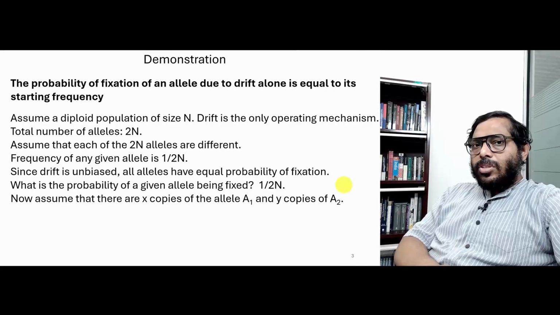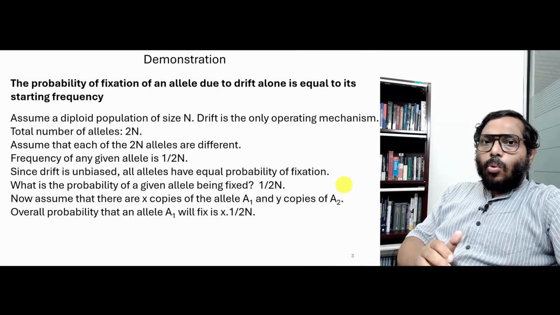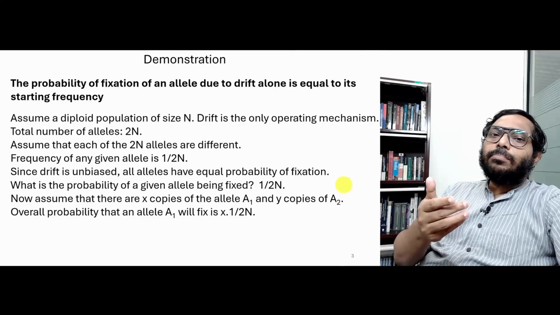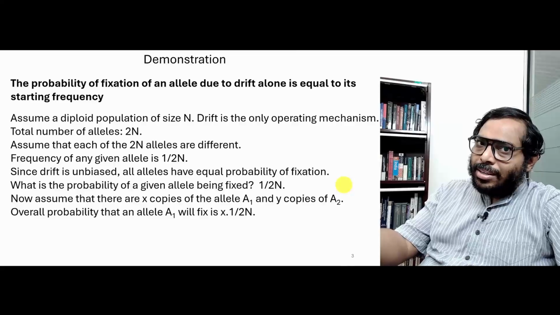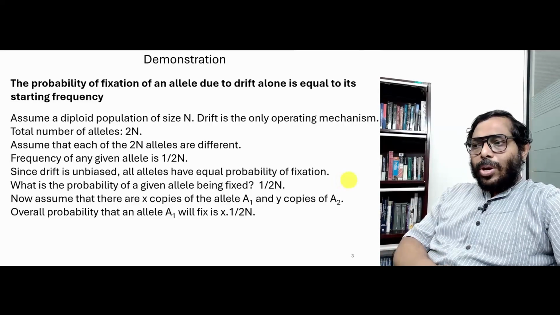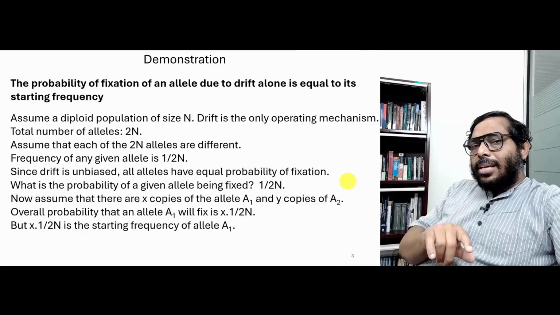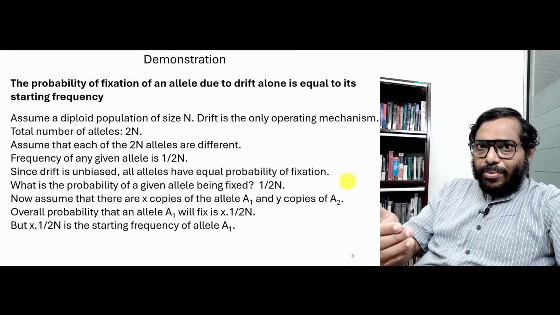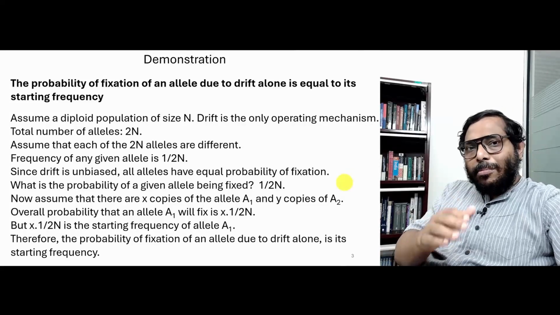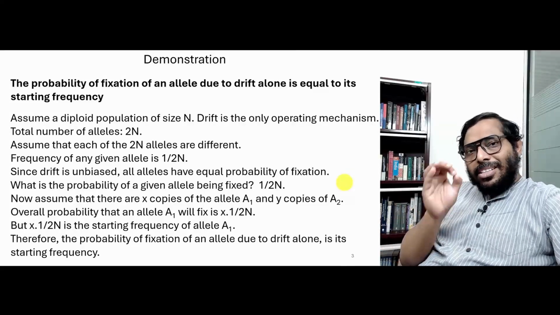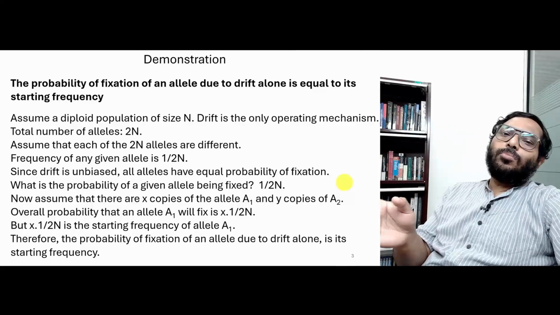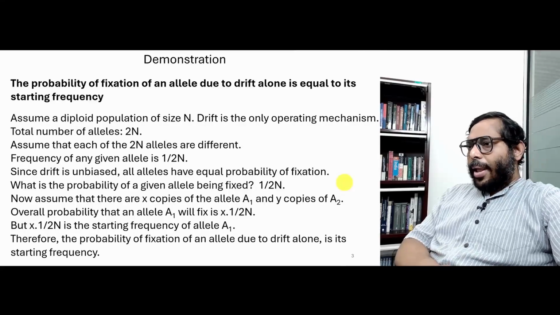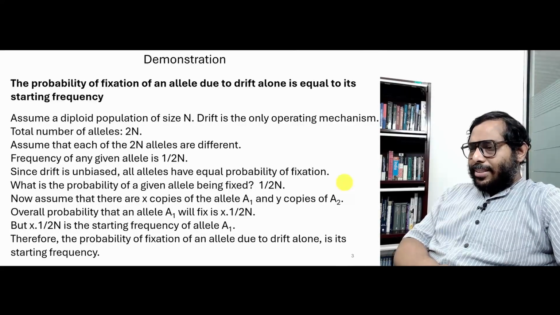Now, if there are x copies of A1, then what is the overall probability that a copy of A1 is going to get fixed? That is simply going to be x into 1 by 2n. Note that x into 1 by 2n is also the starting frequency of A1. Therefore, we have proven that the probability of fixation of an allele due to drift alone and nothing else is going to be equal to its starting frequency. It is a simple logical thing, nothing more than that. Okay, so now we get on with our examples.